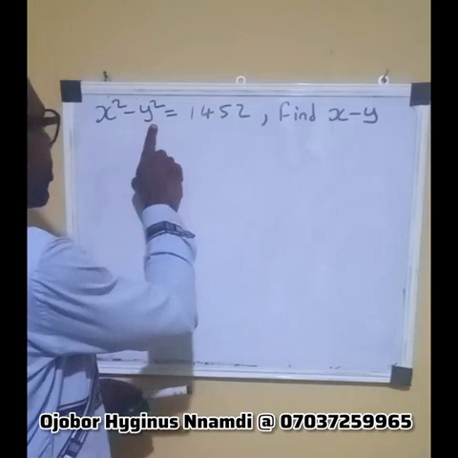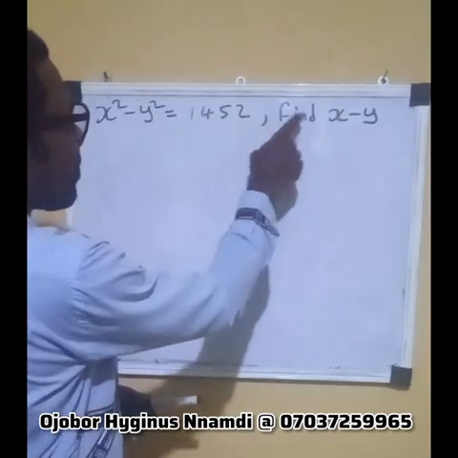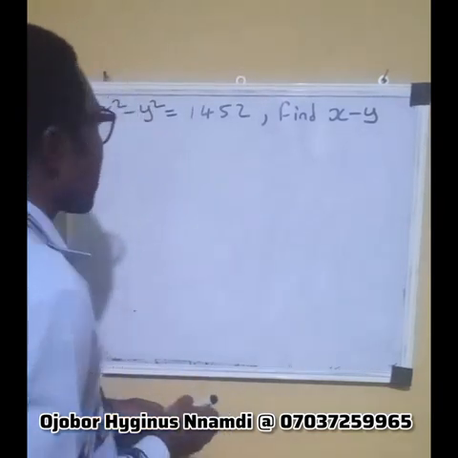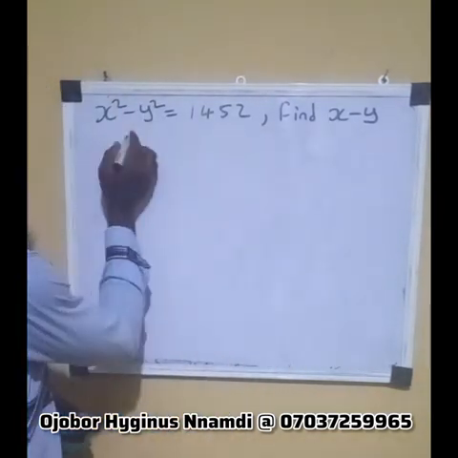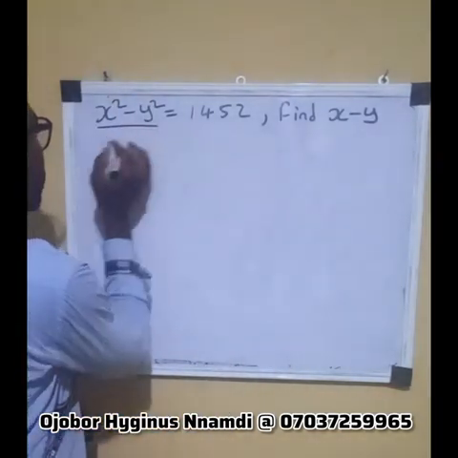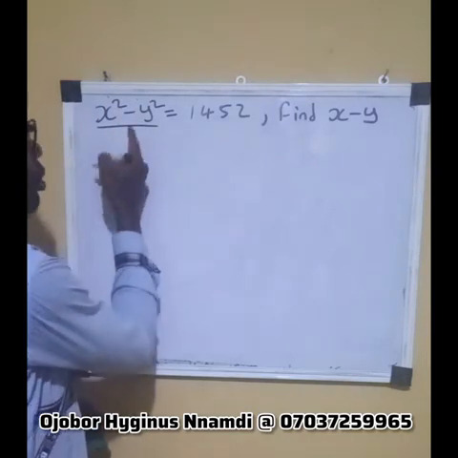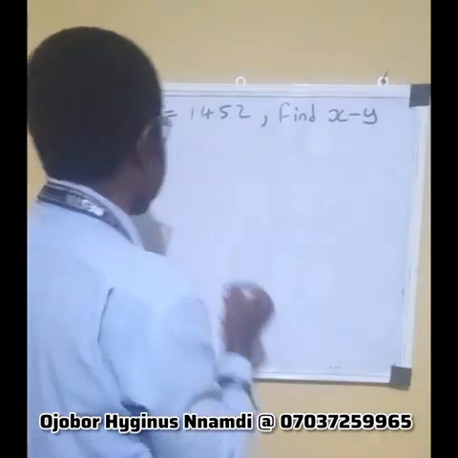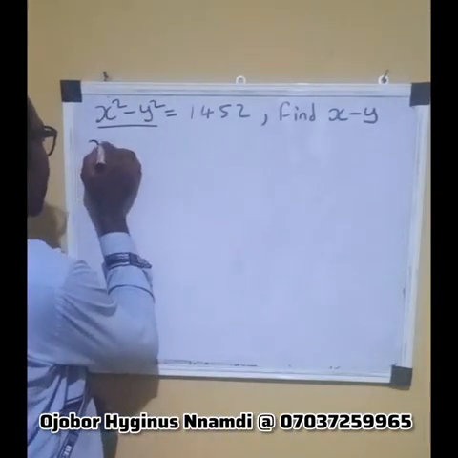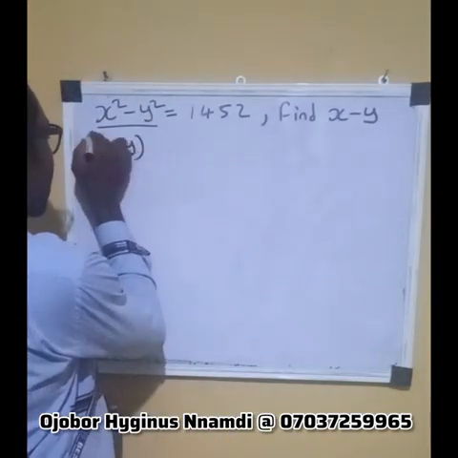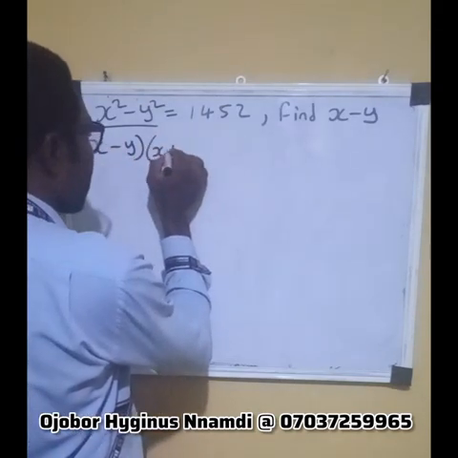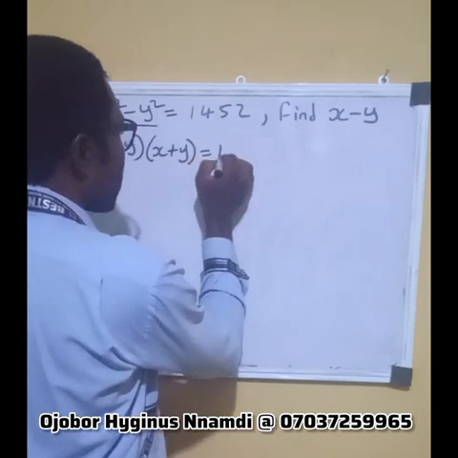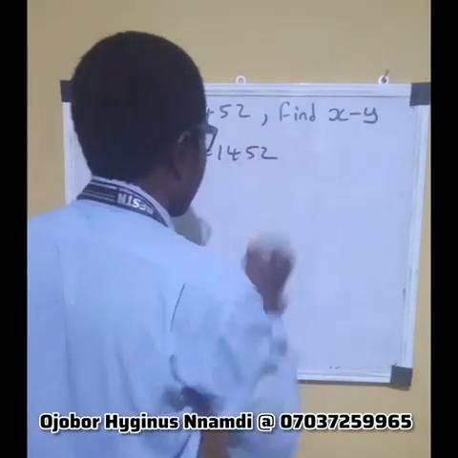x squared minus y squared is 1452. Find x minus y. If you look at this part of the question, this is what we call the difference of two squares. So we can split this into (x minus y) times (x plus y) equals 1452.